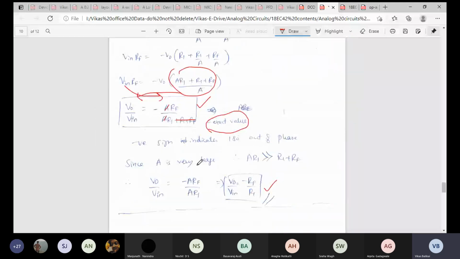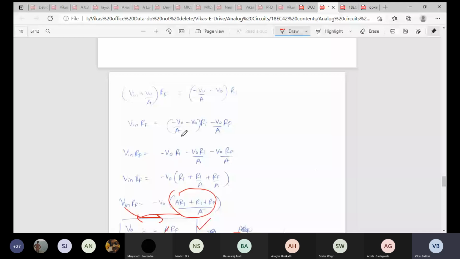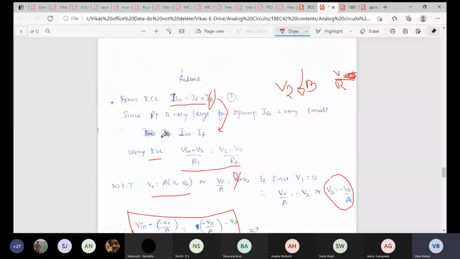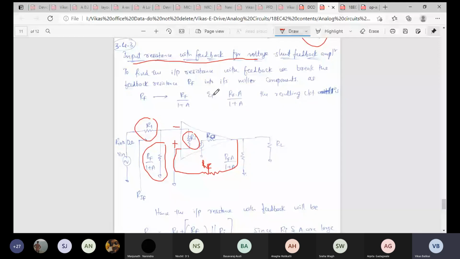So the same thing we are supposed to obtain when it comes to the voltage shunt feedback amplifier. That I am going to keep as assignment number 2 for you. I'm not going to deal with the output resistance of the voltage shunt feedback amplifier. I have only taught the closed loop gain and the input resistance with feedback. What will be the output resistance with feedback? You can refer to the textbook, and that will be assignment number 2. I'm going to mention that in the PDF and post it in Microsoft Teams. So that will be one of the questions for you to write as an assignment, that is the output resistance with feedback for the voltage shunt feedback amplifier.